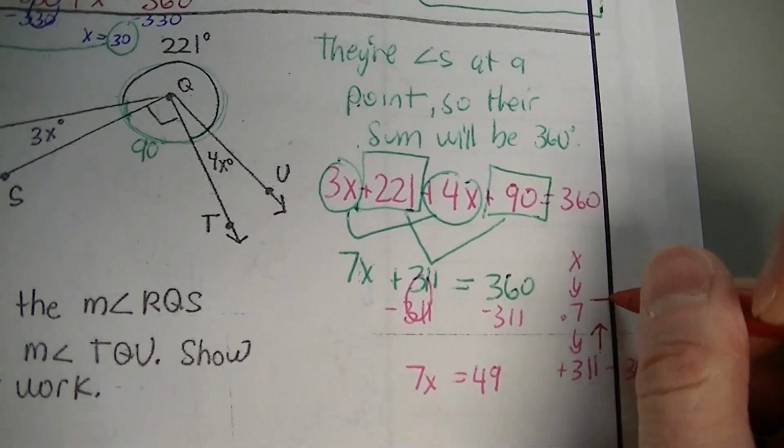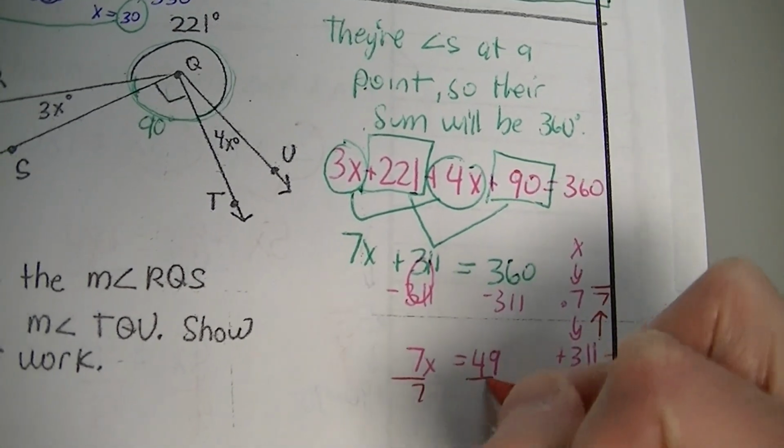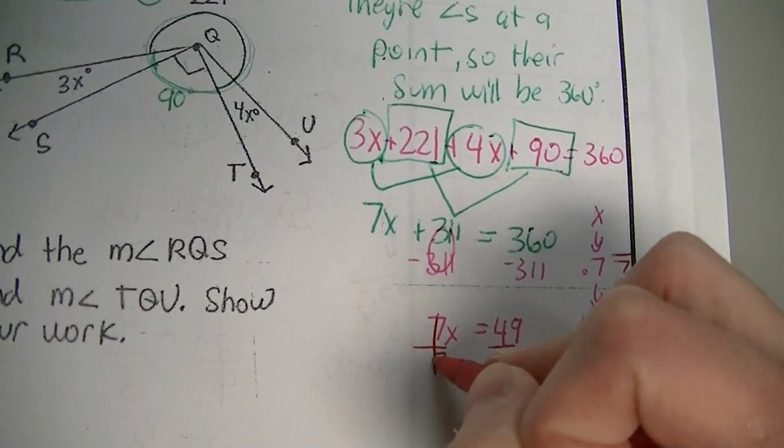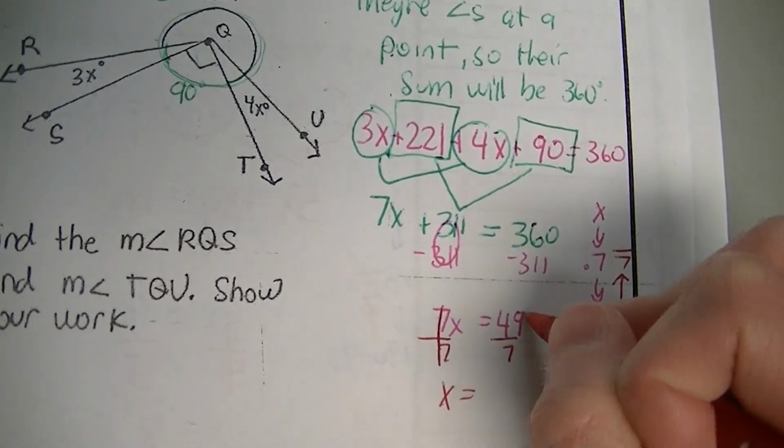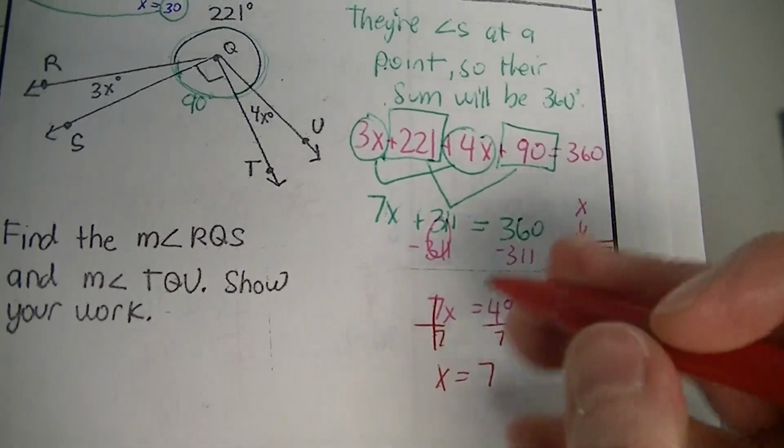Inverse operation of timesing by 7 is to divide by 7, and do that to both sides of the equal sign. 7 divided by 7 is 1. 1 times x is 1x, or x. 49 divided by 7 is 7. Okay, you're not done yet.